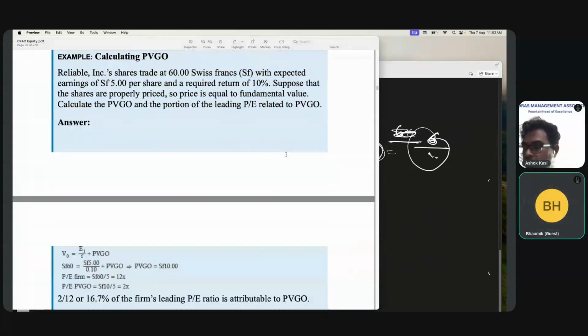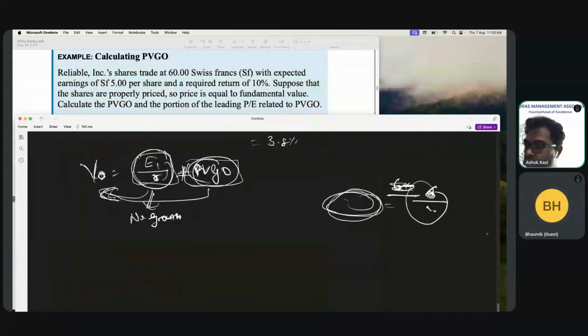See, let's go through this question. Reliable Inc. shares trade at 60 with expected earnings of 5 per share. Expected earning is E1, and required return is 10%. Suppose that shares are properly priced, so price is equal to fundamental value. Calculate PVGO and the portion of the leading PE related to PVGO.